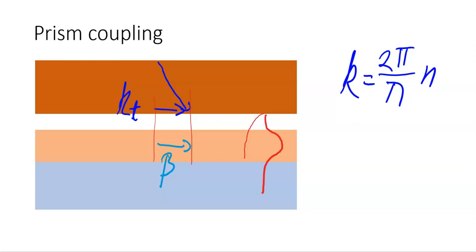From the phase matching condition, we can write a coupling condition as: the tangential component therefore equals the propagation constant.